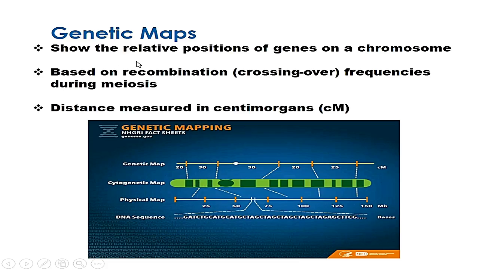This map shows the relative positions of genes on a chromosome. These genetic maps are based on recombination, that is crossing over, which happens during meiosis. So this is based on recombination or crossing over frequencies. These genetic maps are very helpful for measuring the distance between two genes, measured in a unit called centimorgans, that is called cM.